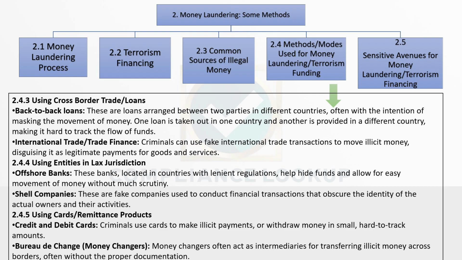These sophisticated methods allow criminals to launder money across countries and obscure the source of their illicit funds. Through the use of international trade, offshore entities, shell companies, and remittance products, they make it harder for law enforcement to detect and trace illegal activities.